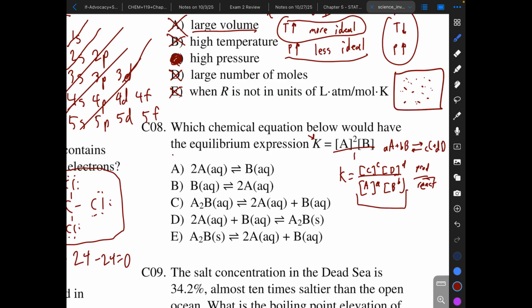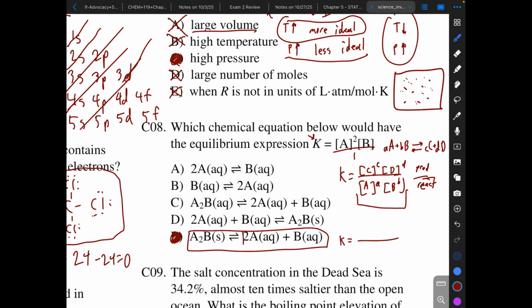So out of all these option choices, only E has a compound in the reactants that's a solid. Everything else has aqueous compounds in the reactants. So just by that, E is the right answer. But let's fully go over it. In fact, if my first explanation is confusing, I will use E to draw the equilibrium constant.